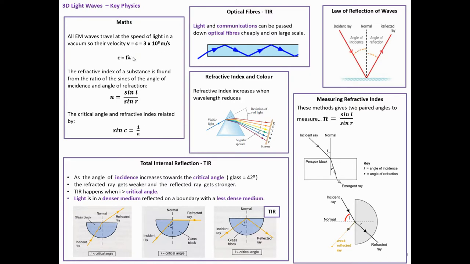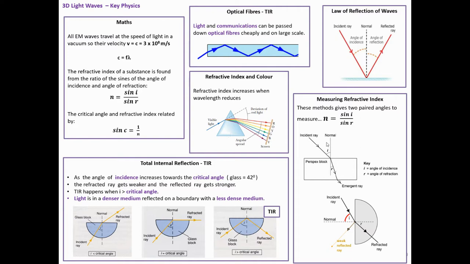So although we use c equals f lambda, we've got something called the refractive index of a substance, found from the ratio of the sines of the angle of incidence and the angle of refraction. If you want to look into it, please do. But at GCSE, we just do the formula. At A level, we'll look at the derivation, which is dead clever maths. So n, this number, refractive index, is sine i over sine r.